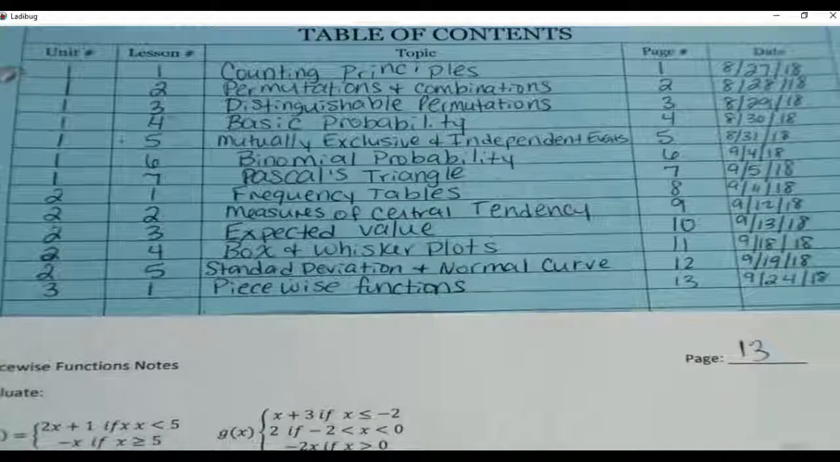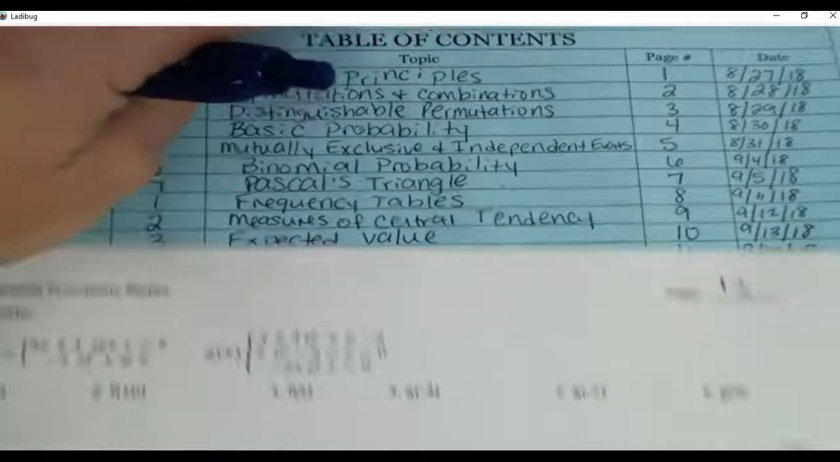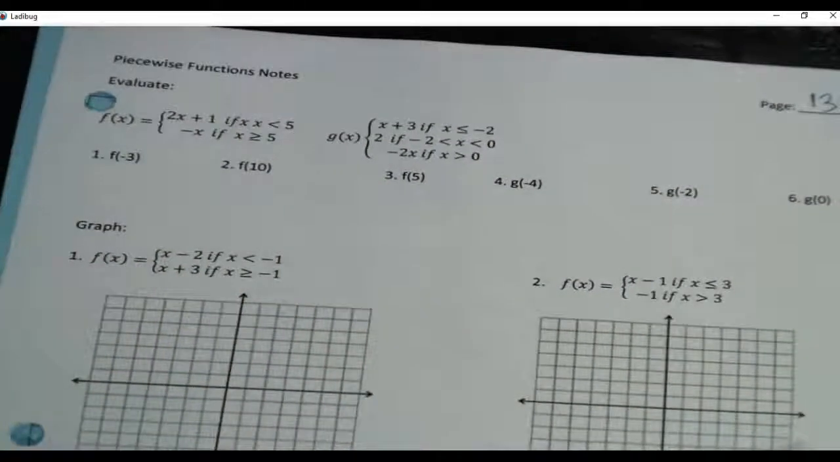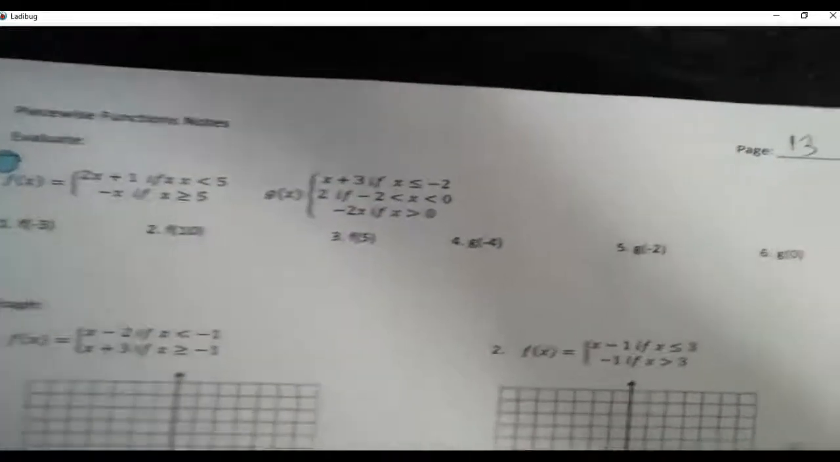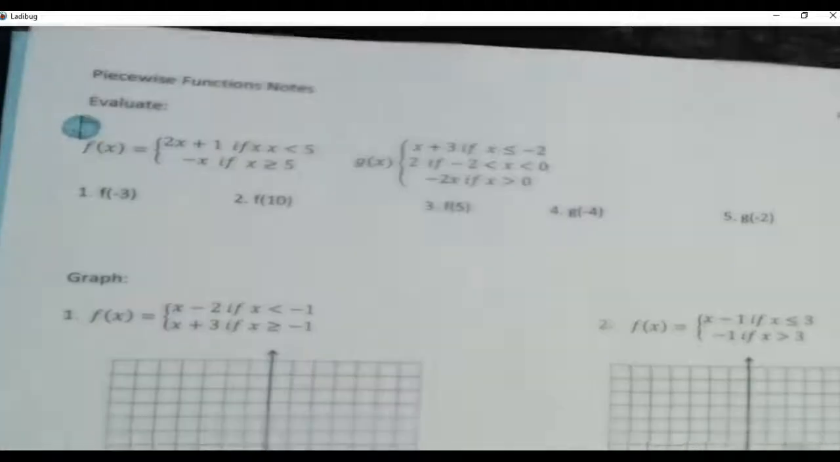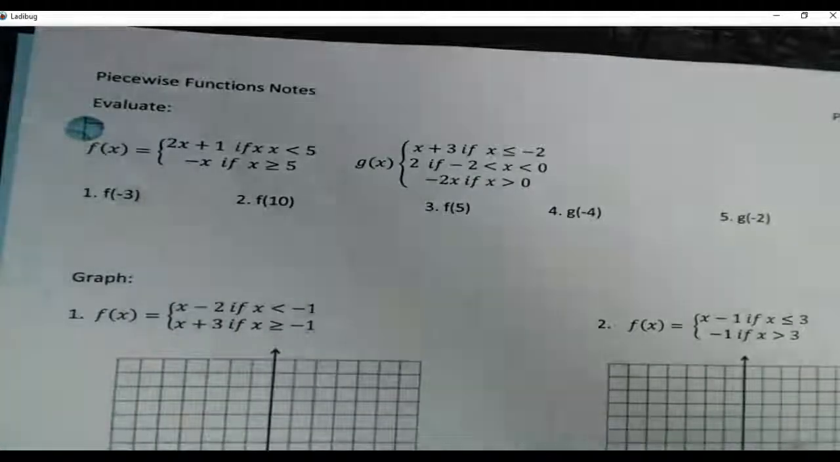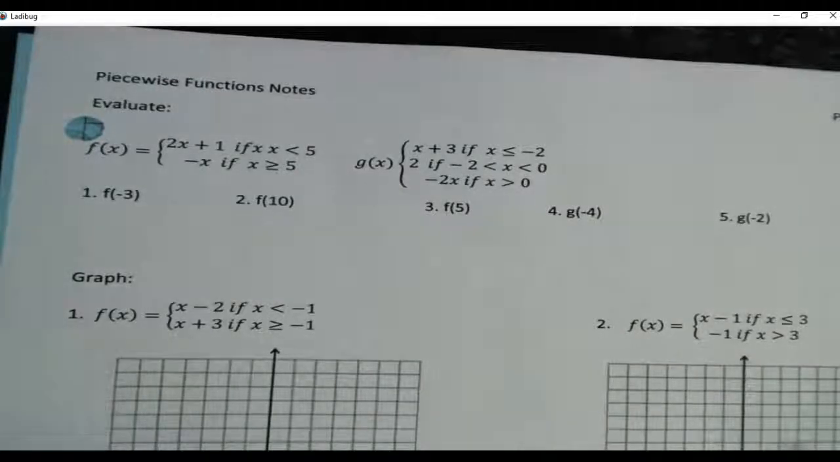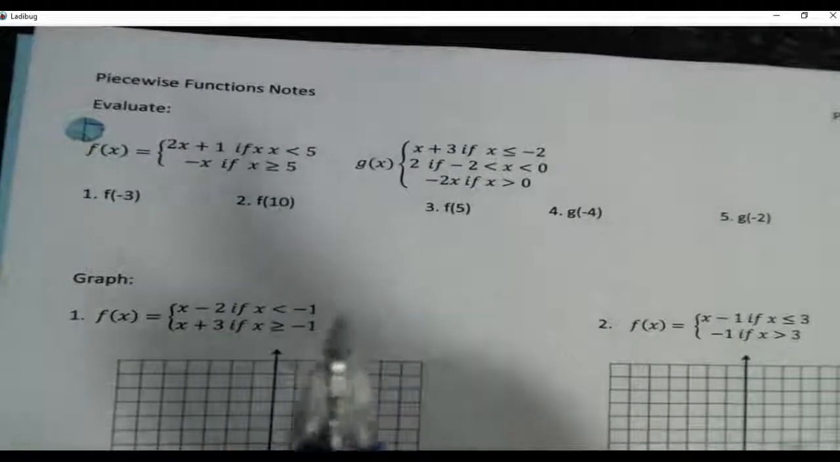Okay, so we're talking about piecewise today. You should have talked about it in Math 2 or Math 3 or maybe both. But if not, then here we go. So the first thing we're going to do is evaluate a piecewise function. And so a piecewise function is pieces of functions. That's why it's called piecewise function. Okay. So the first thing we're doing is evaluating.